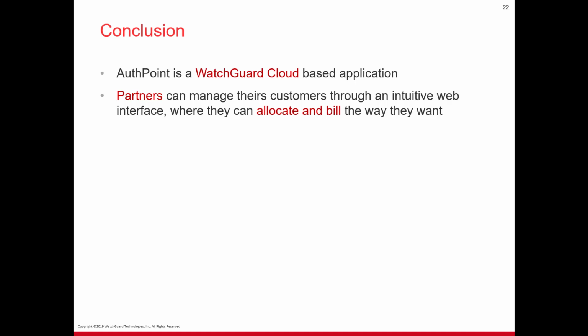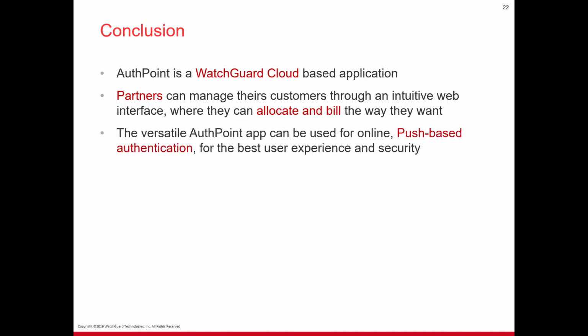So we're reaching the end of this chapter and some of the things we learned. AuthPoint is an application that uses WatchGuard Cloud as a platform for management and authentication. WatchGuard Cloud can be used by partners or service providers as a platform to manage and build their AuthPoint customers the way they want. The AuthPoint app is better used with online authentication using push. It provides context about the authentication and the user just needs to approve or deny.